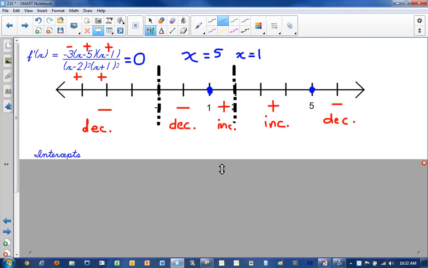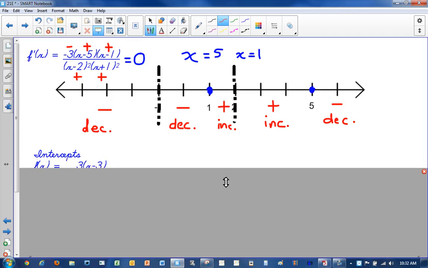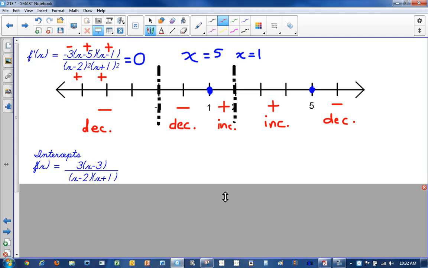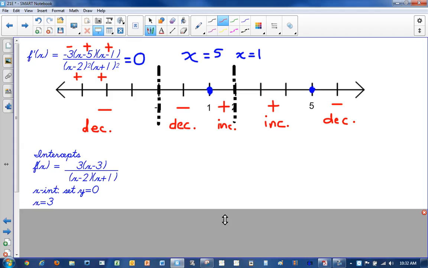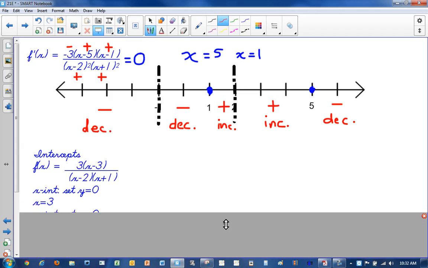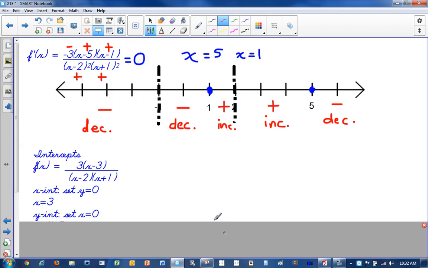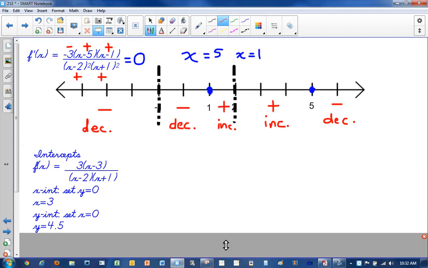Now let's look at my intercepts. That's another thing I was asked for, x and y intercepts. There's my original function, and if I want to find the x-intercept, I'm going to set y equal to 0, set f of x equal to 0. And if a fraction is equal to 0, that means that the numerator is equal to 0, but not the denominator. And that happens at x equals 3. All right. And then to find the y-intercept, I'm going to set x equal to 0, so that's going to be 3 times negative 3 over negative 2 times 1. And that's going to be 4.5.